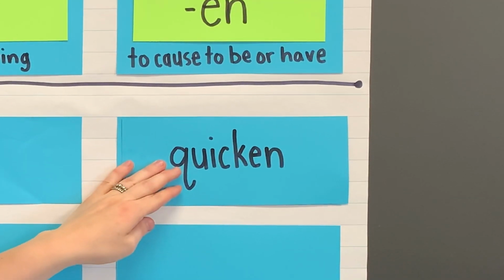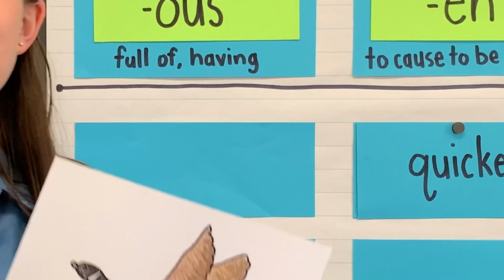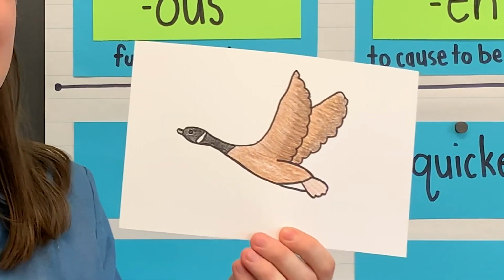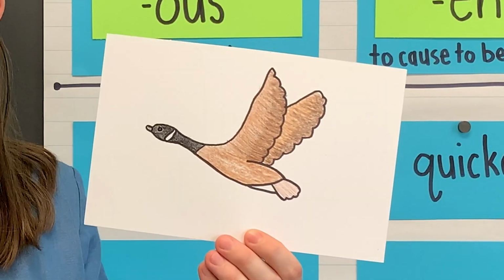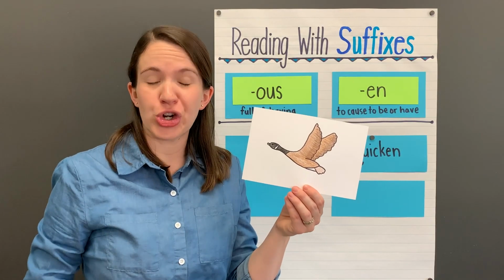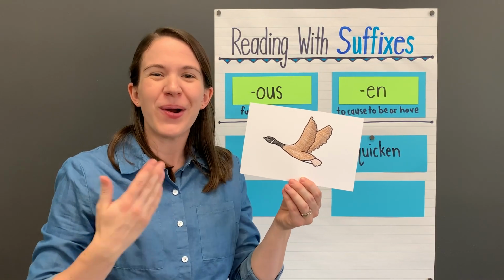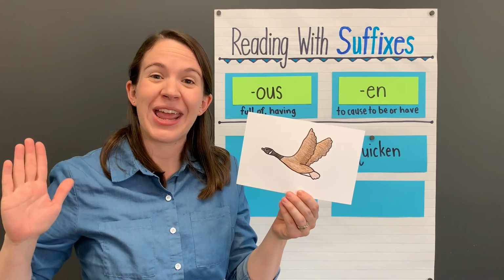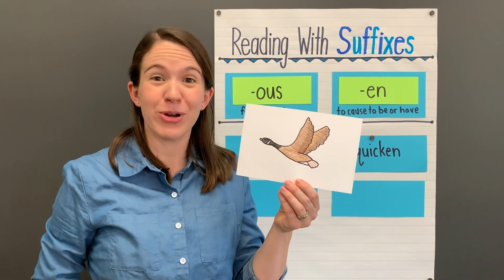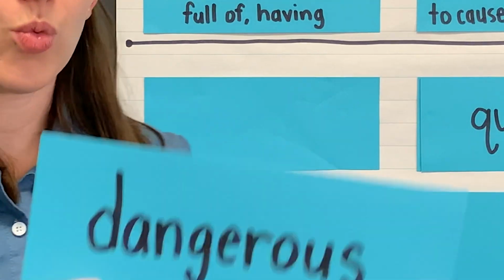When I think of this word, I think of geese. Geese are birds that migrate really long distances to look for food and water. One way that they quicken their journey is by flying when the air is calm or by flying when there's a tailwind that can help push them along. Let's read another word. Read with me.